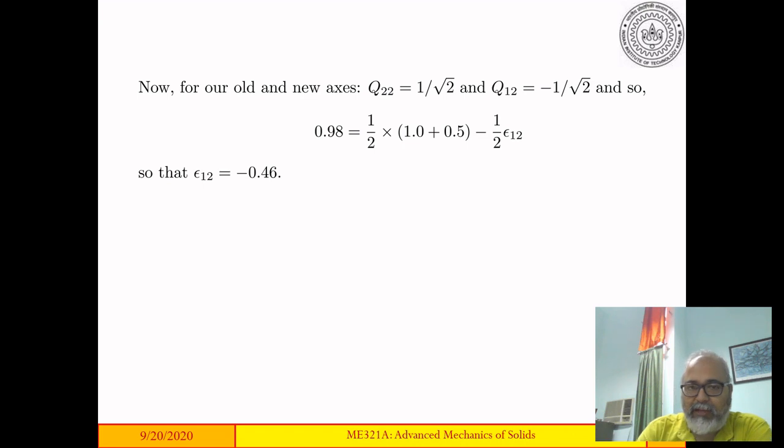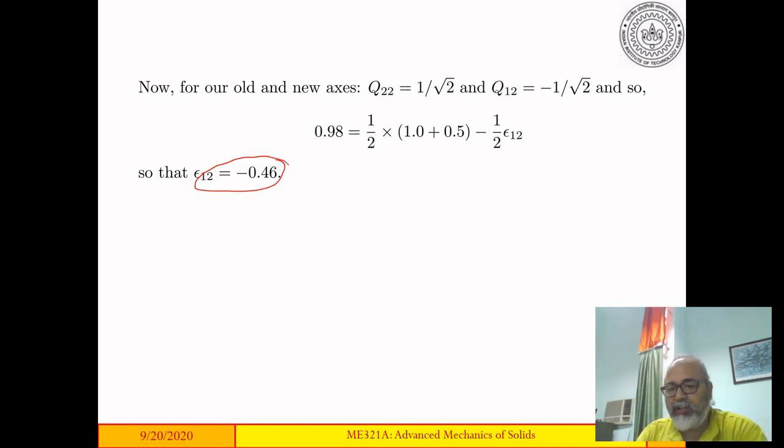I think I have done the calculations correctly. So if you do it correctly, you get epsilon 1 2 to be equal to minus 0.46, a negative value, which is what we expected because it was an increase in angle rather than a decrease in angle. So that's why epsilon 1 2 turns out to be negative. The engineering shear strain, of course, would be twice of this.